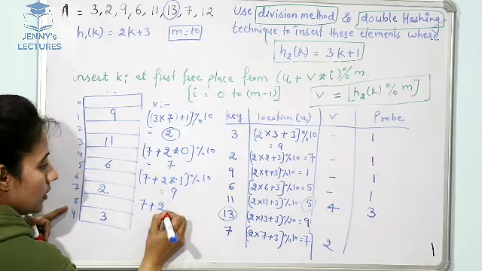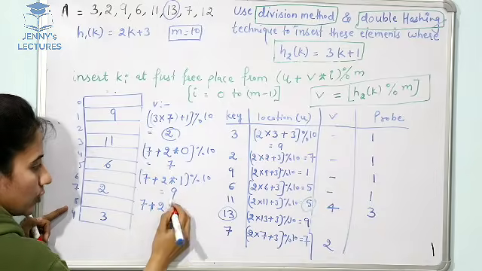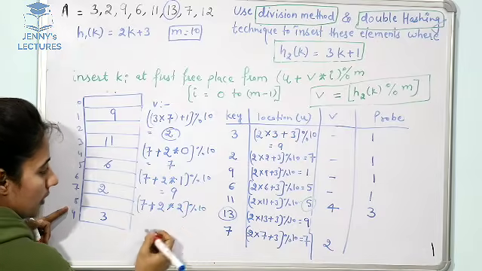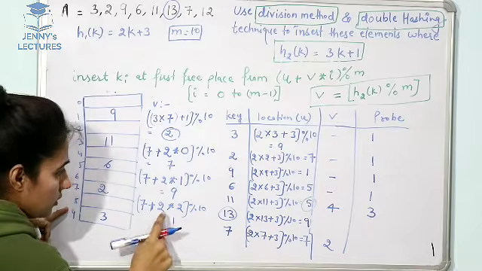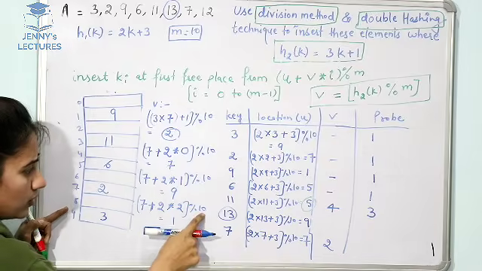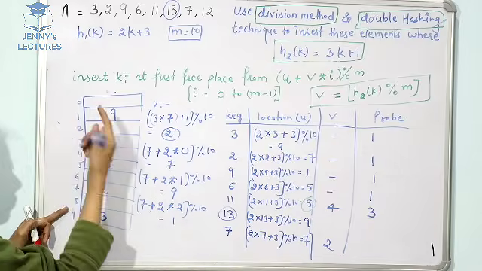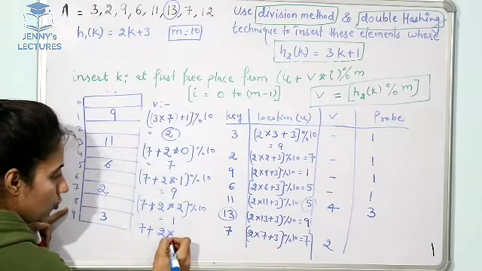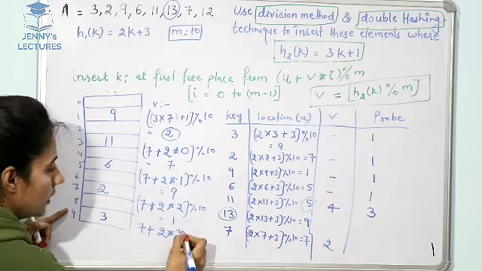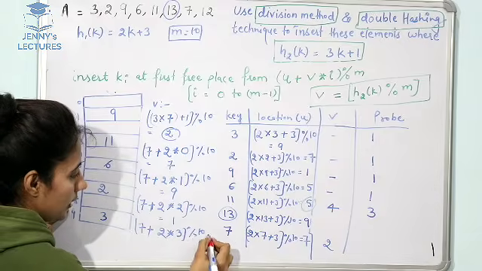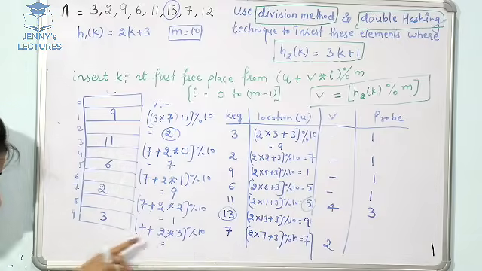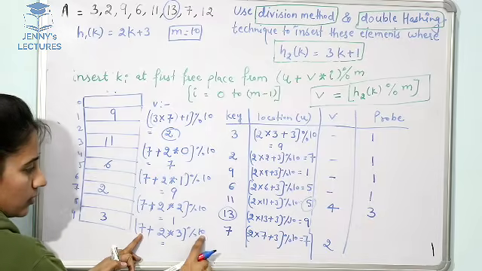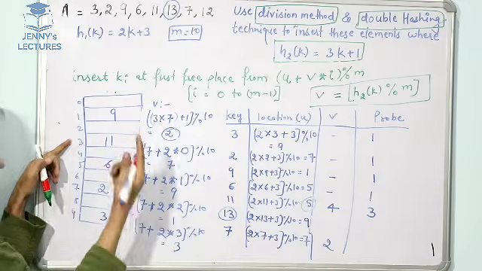Again, next 7 plus v value 2 into, increase this value of i, that is 2, mod 10. I guess this one is 4. 4 plus 7 is 11. 11 mod 10 is what? 1. Go to the 1st place. Oh, this one is also not free. Next is 7 plus 2 into, now i value would become 3, mod 10. This one is 6. 6 plus 7 is 13. 13 mod 10 is what? 3. Go to the 3rd place. This is also not free.